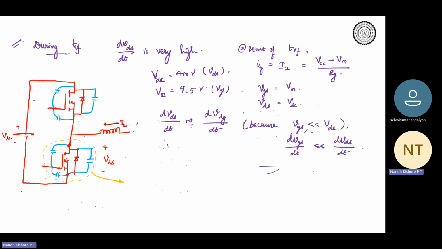So dVGS by dt is almost zero, right? So dVDS by dt is almost the same as dVDG by dt. That is why we say that during that period the gate-source voltage remains constant at the Miller voltage. VGS is almost the same as VM. VGS is the same as VM, right? dVDS by dt is the same as dVDG by dt.